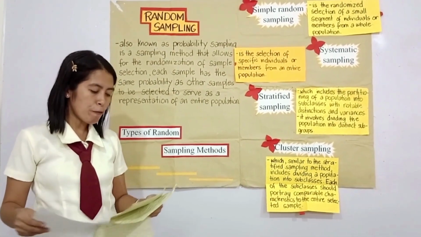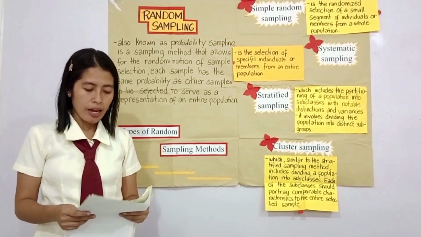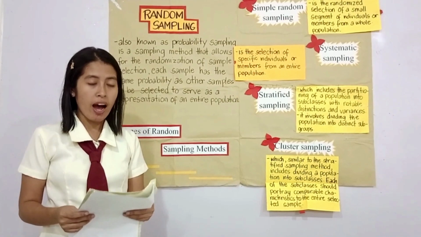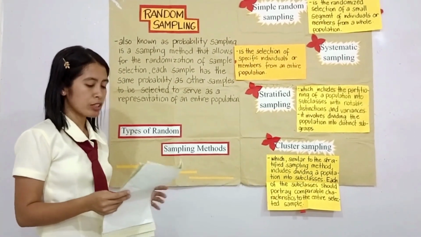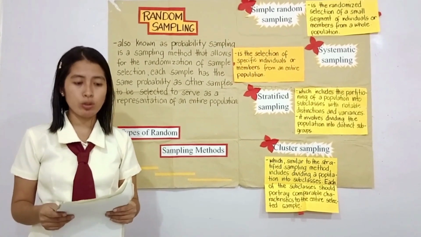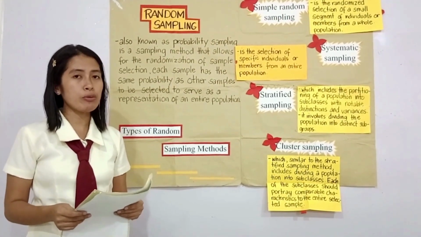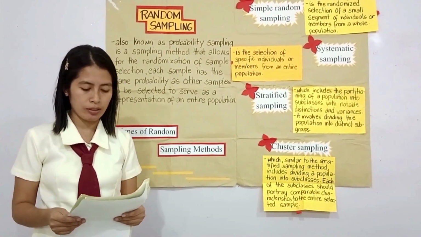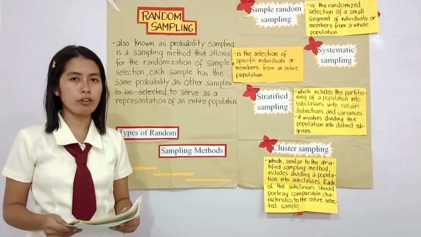For example, if you wanted to conduct a survey in a school of 1,000 students and you wanted a sample of 100 students, you could use simple random sampling by assigning each student a number from 1 to 1,000, then using a random number generator to pick the 100 numbers. The students assigned those numbers would be the ones you survey.